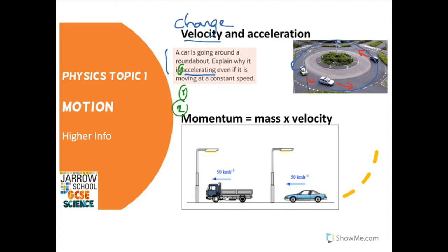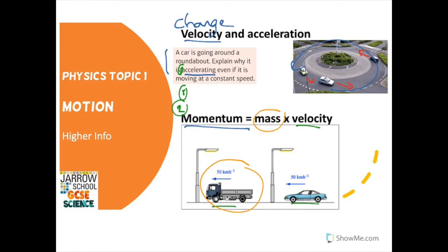The second thing that we're going to look at is another vector quantity. This is just on the higher or the triple science course, and it's called momentum. Momentum is when you have a mass and a velocity. If we look at these two objects here, we'll have a truck and a car. If they are both moving at the same velocity, the truck would actually have a higher momentum, and that is because it's got more mass.